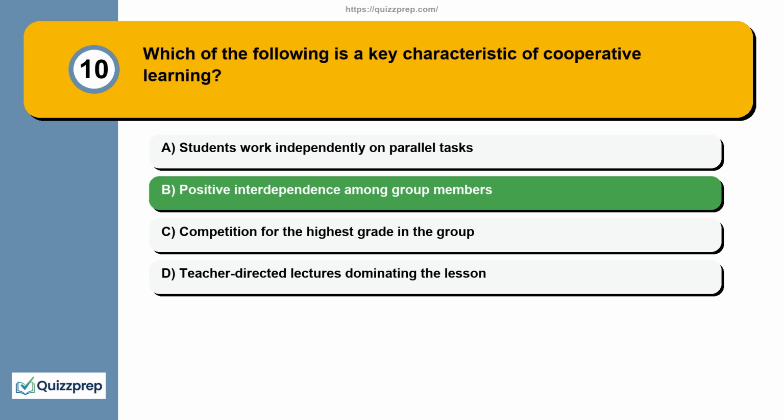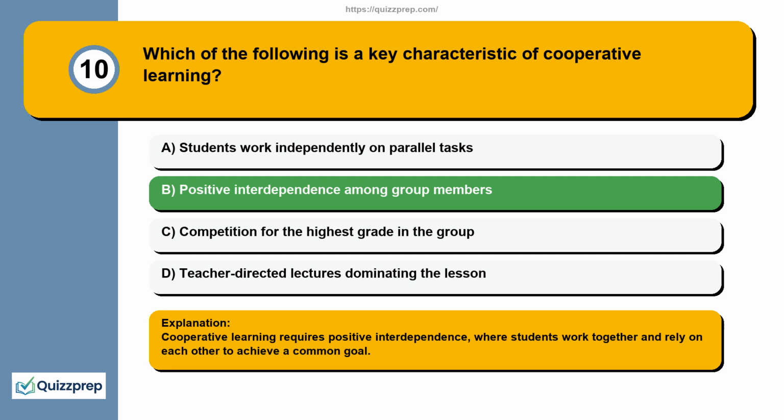The correct answer is option B. Positive interdependence among group members. Explanation. Cooperative learning requires positive interdependence, where students work together and rely on each other to achieve a common goal.